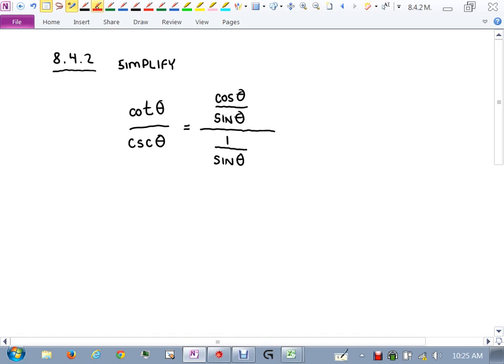Whenever we have a fraction divided by a fraction, you can always flip. Essentially, this is what you're doing. You're multiplying sine theta over 1, sine theta over 1 like this. On the bottom, what happens? Goes away, it turns into a 1. And on the top, what happens when you multiply? The sines cancel, and all you get is cosine theta. So cotangent theta divided by cosecant theta is equivalent to cosine theta. They're the same thing.